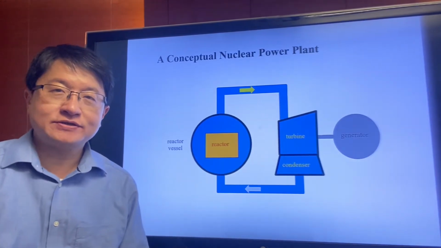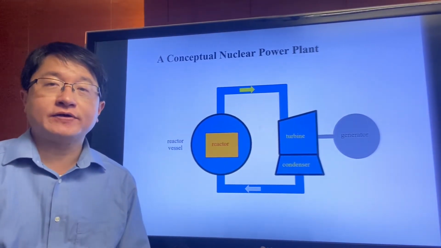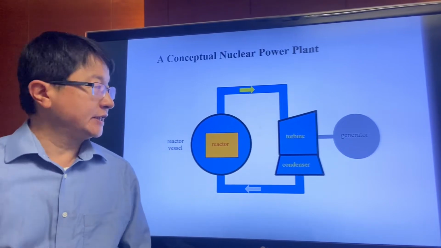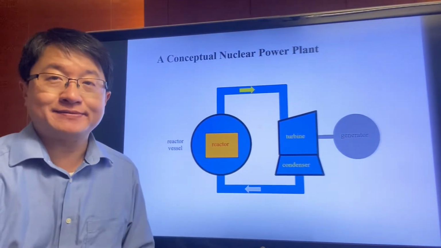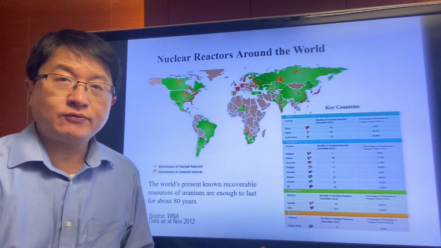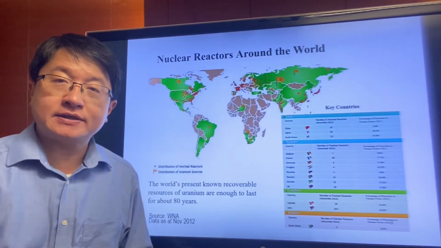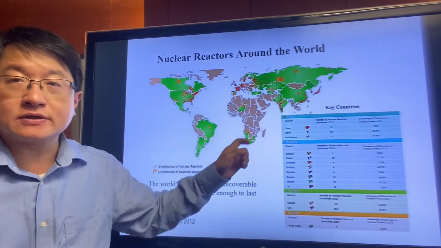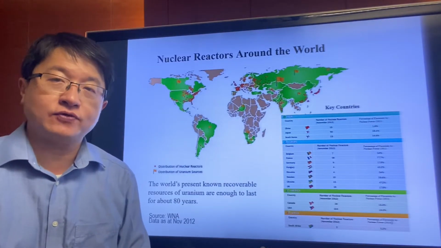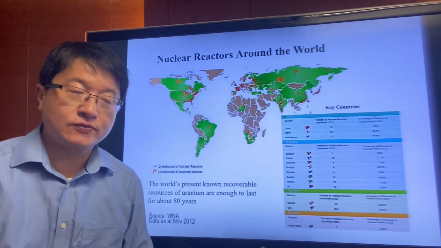Hello, in these sessions, we will talk about the concept of a nuclear reactor, which includes a reactor, a turbine, a condenser, and a generator. In the world, there are many nuclear reactors installed in different countries, and most of them are installed along the coastal area where plenty of water is available for the cooling.